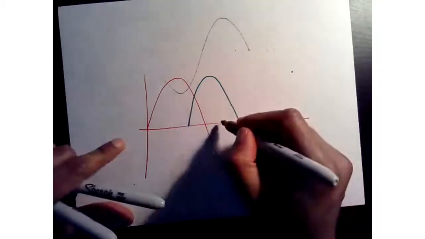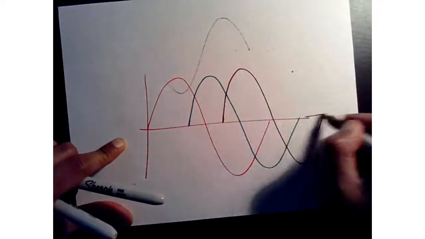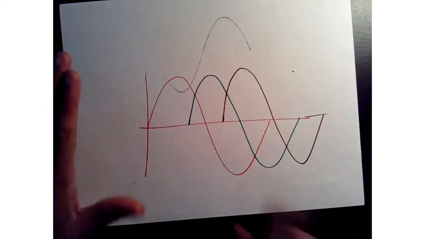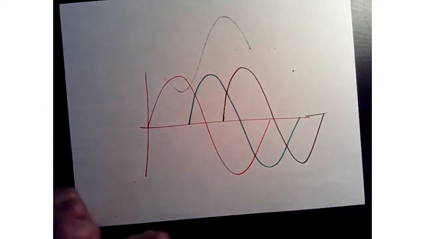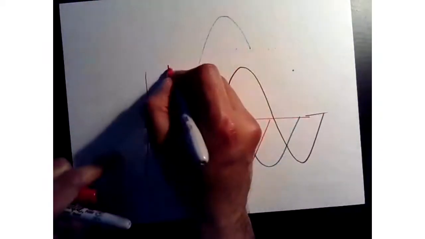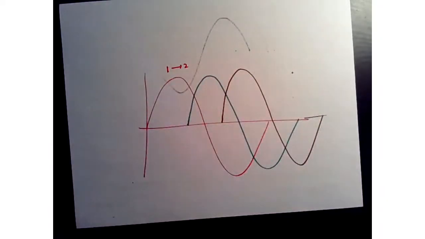Then, you have three phases here. You haven't named them yet. So this may be from 1 to 2. This is from 1 to 2. This is probably 2 to 3.